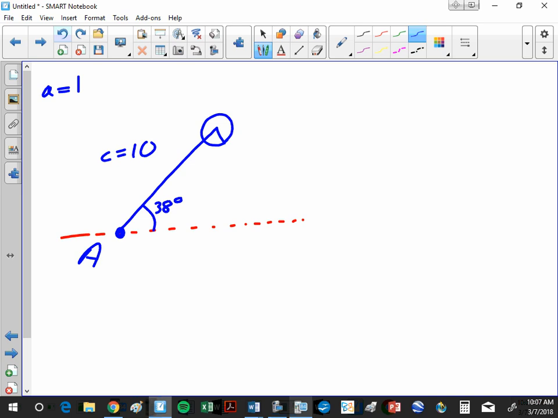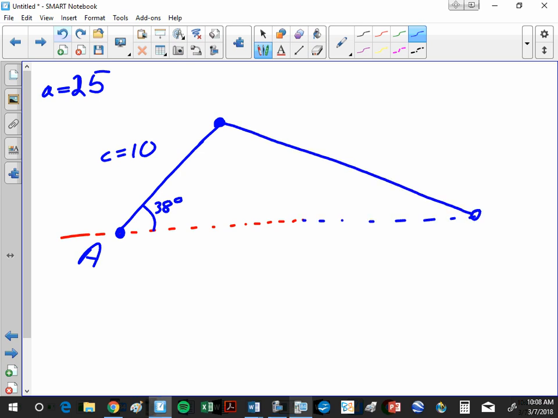Or, right, one of the pieces of information is wrong. Either the angle's too big, or c is too big, or a is too small. And you can't really say which is which, but one of those is broken. What if I make a really long? Let's say I make a 25. Will that work? So it's going to be 2.5 times this, which means it's going to hit way over there.